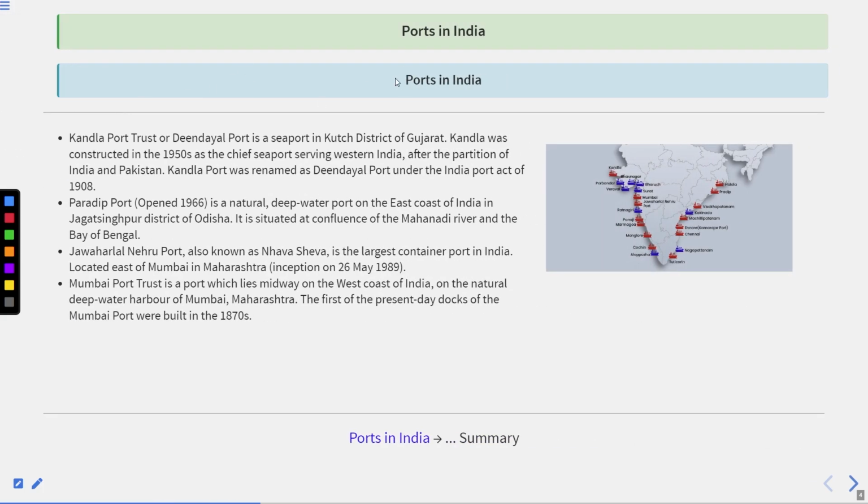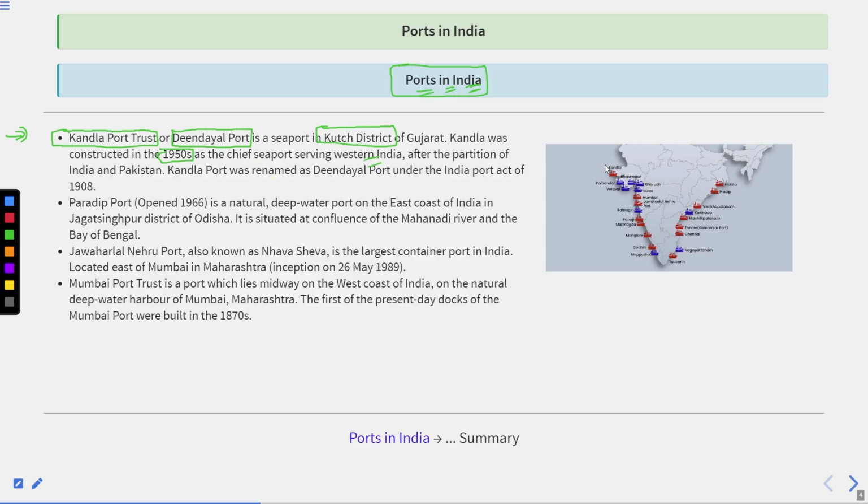Now, after understanding this, let's begin with the topic, the ports in India. First, we will see the Kandla Port Trust, which is also known as the Deen Dayal Port. It is actually a seaport that lies in the Kutch district of Gujarat, constructed in the 1950s as the chief seaport serving Western India.